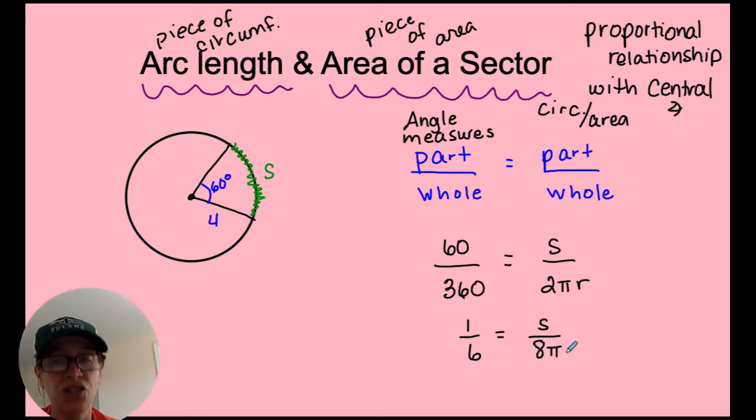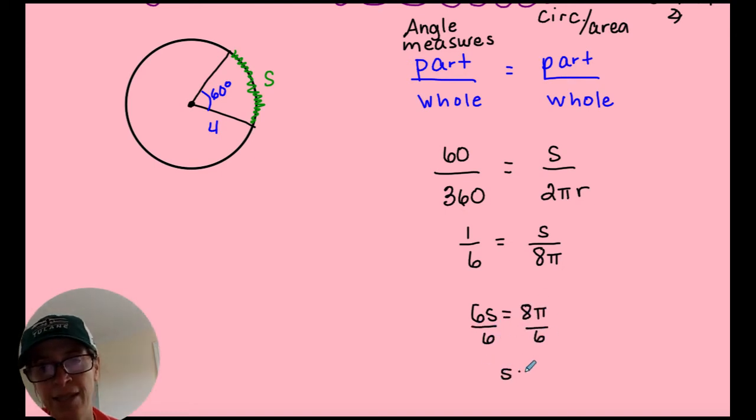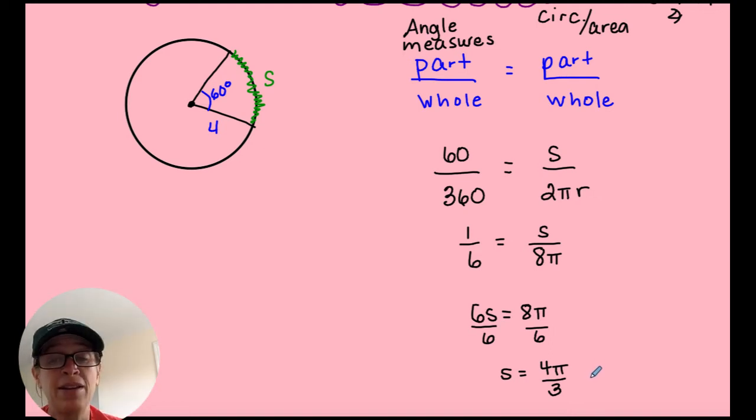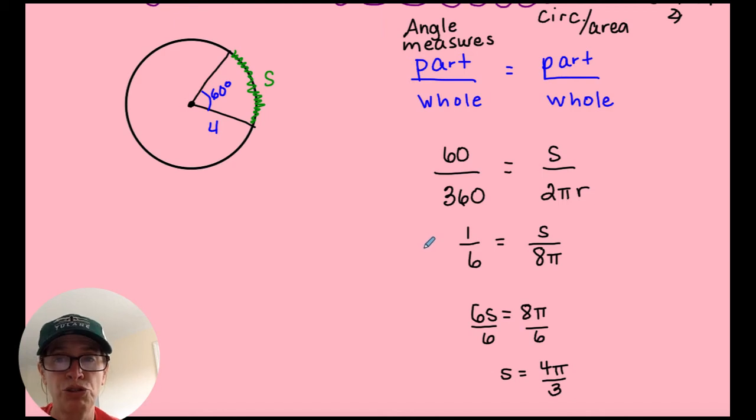Okay, so I can cross multiply right here and get 6s equals 8 pi and then divide by 6. So s is equal to 4 pi over 3. Now, they could give you a free response with that, and if they did, they'd likely say round, so you'd be able to put pi in your calculator, or this would be a multiple choice question. Okay. Now the same would hold true if I wanted the area of the sector.